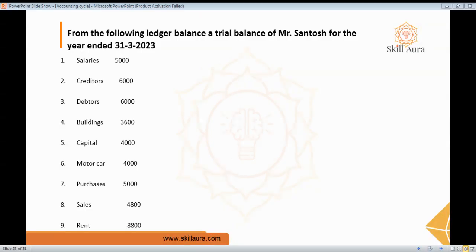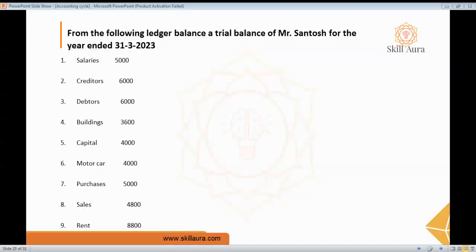Let's have an example. From the following ledger balances, prepare a trial balance of Mr. Santosh for the year ending 31st 2023. So here these are the ledger balances. When you convert the journal entry into ledger, you'll get the total amount, that is, each account will have this kind of amounts.